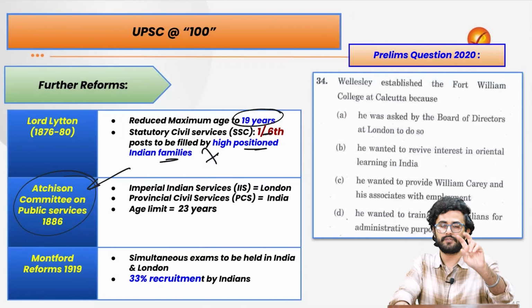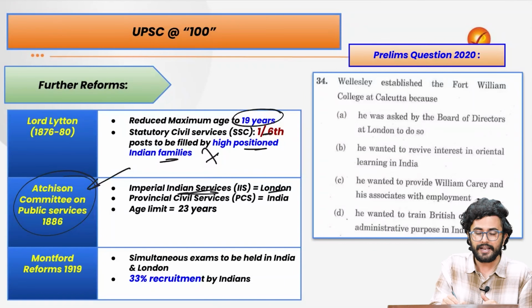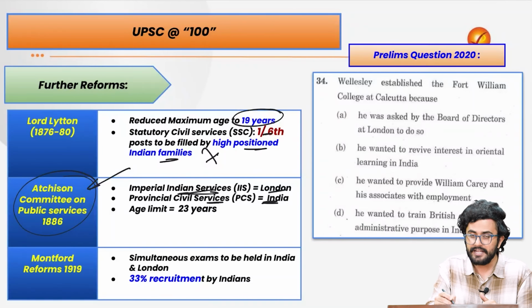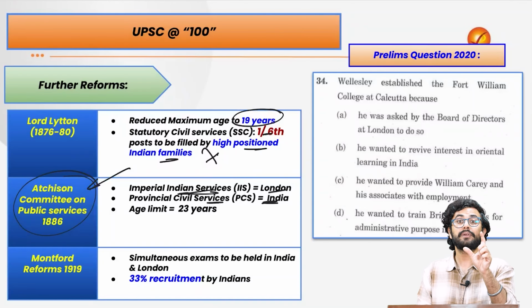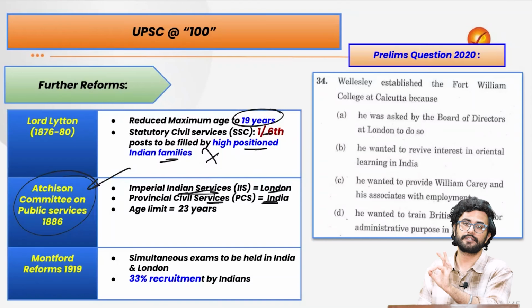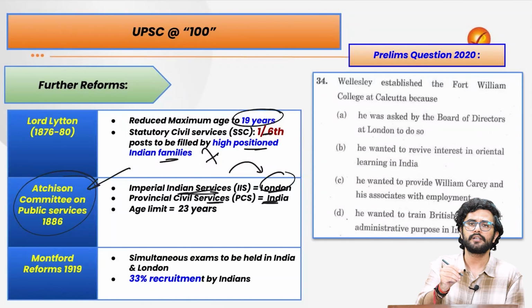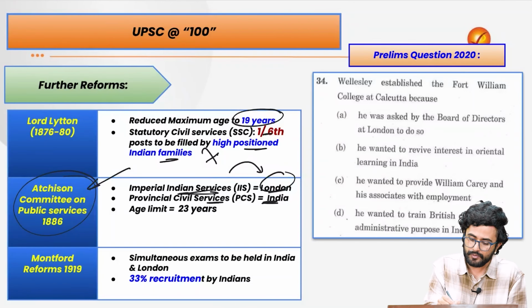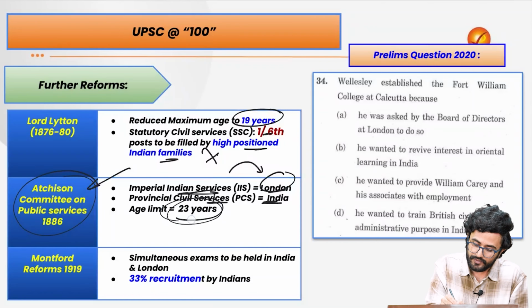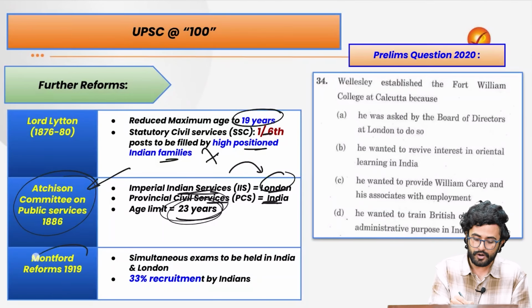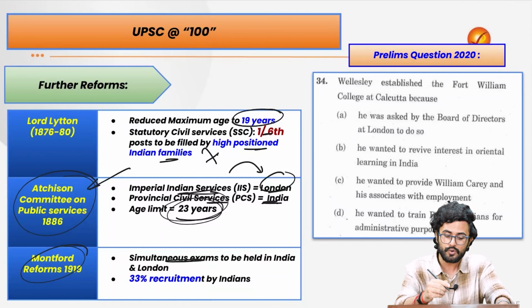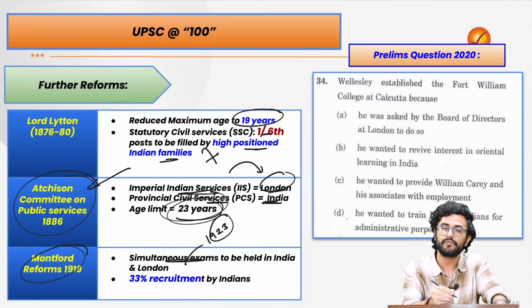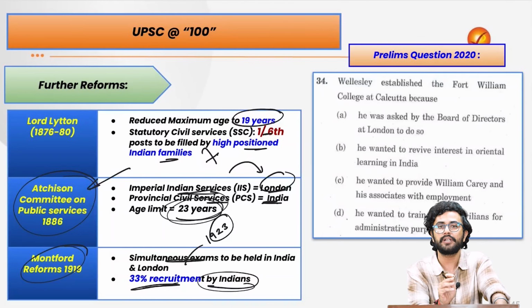It said there shall be two services: first, the Imperial Indian Services, and then the Provincial Civil Services. Indian Civil Services are the services at the all-India level, and that became your Indian Civil Services or ICS, for which the exam used to be conducted in London. For small posts at the provincial level, there will be a Provincial Civil Service examination and the age will be 23 years. Ultimately, the Montford reforms, Montagu and Chelmsford reforms, provided for simultaneous exams. So the examination started to be conducted in India also from 1923 onwards, and 33% of recruitment will be done by Indians.